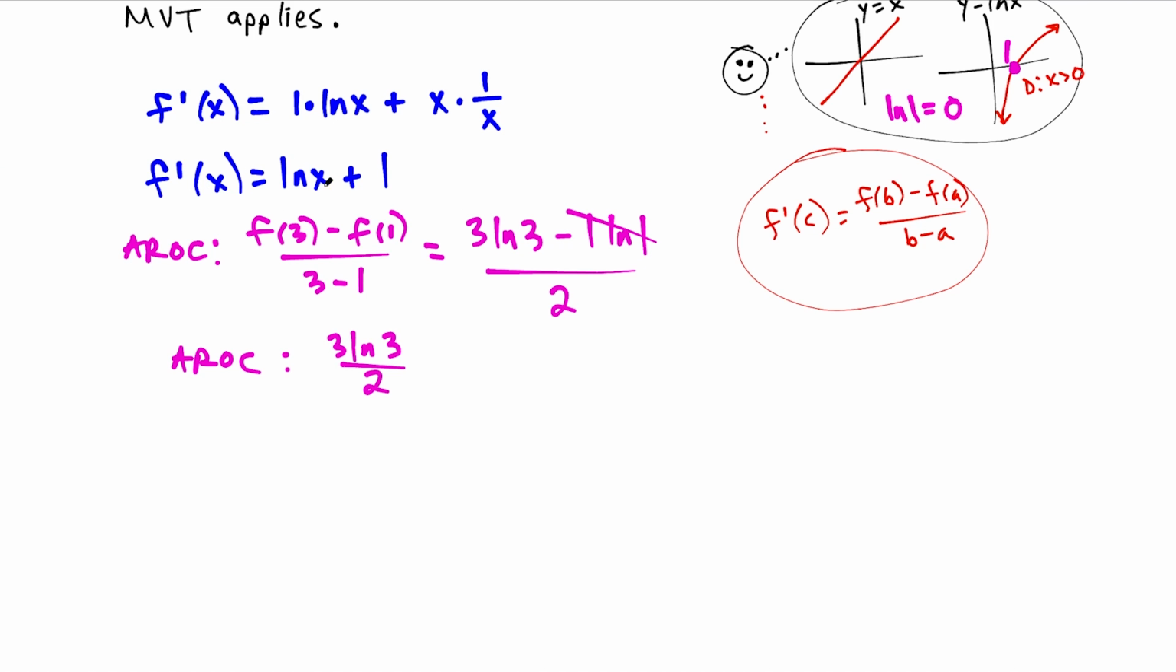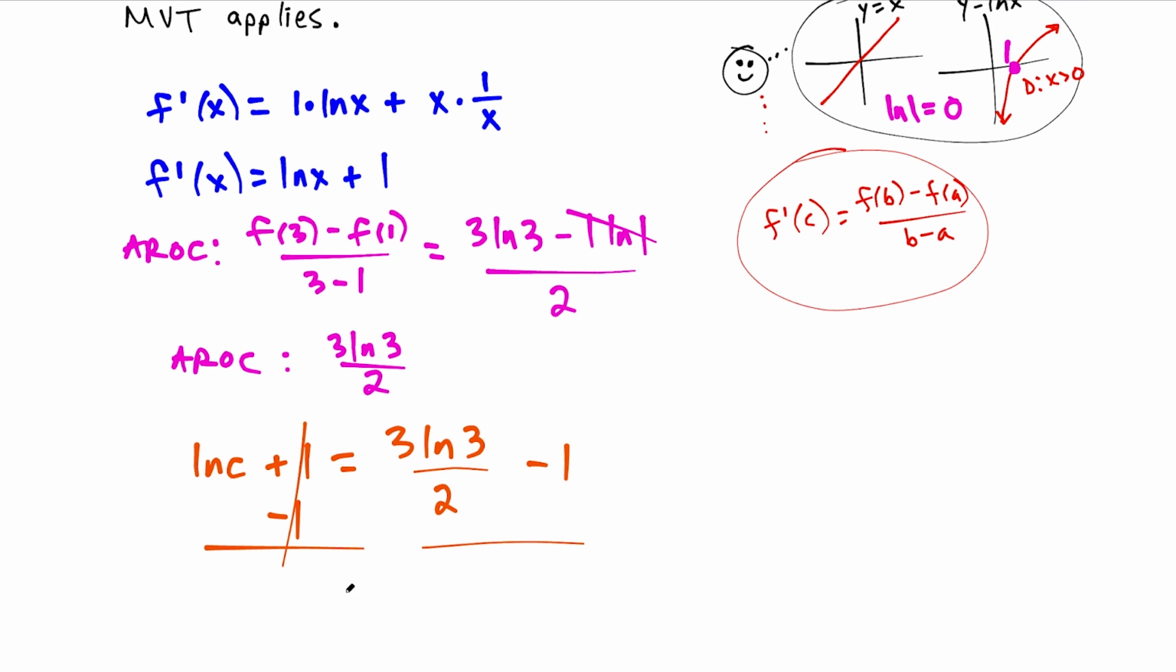So f prime of c, we could just say, is natural log of c plus 1. We're setting this equal to 3 ln 3 over 2. And now we just have to do the algebra. So we're going to subtract 1 on both sides like this. The 1 minus 1 is going to cancel. And we're going to have natural log of c is equal to, we have 3 ln 3 over 2 and then minus 1.